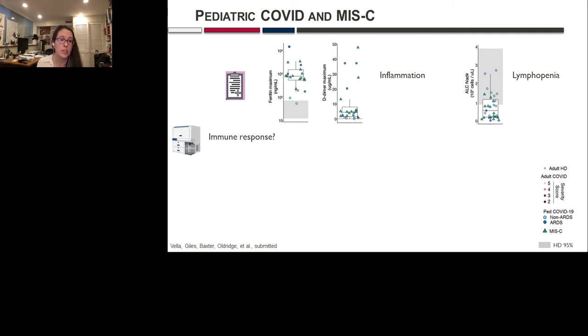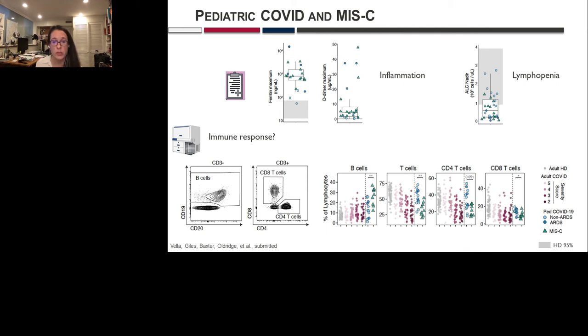We can now use our high-dimensional flow cytometry to study the immune response. First, we're looking at these major immune subsets. What we see in the MIS-C kids is a little bit different from what we saw in both the adult COVID-19 and the pediatric COVID-19, which is an increase in the proportion of B cells. But similar to the adults, the MIS-C are decreased in the proportion of T cells, both the CD4 T cells, but more dramatically the CD8 T cells. The MIS-C kids here basically look like the sickest adults in terms of the percent of CD8 T cells.